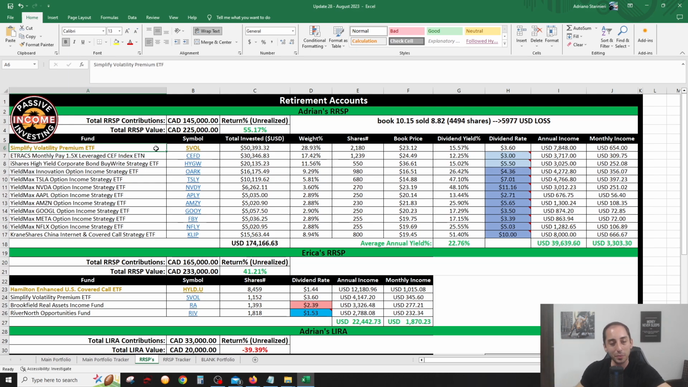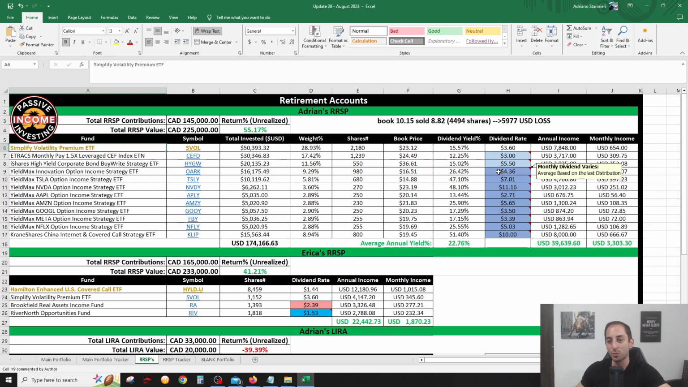So here is my updated RSP portfolio, everyone. The YieldMax September distributions were just announced, so I updated all my dividend rates here with the September dividend rates, which have been mostly a lot less than the August dividends, unfortunately. So my yield has gone down, but keep in mind I'm going to be updating these every single month.